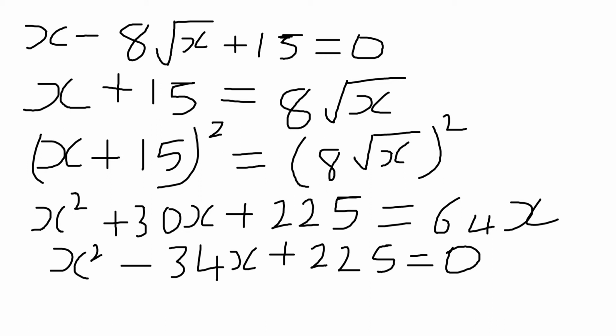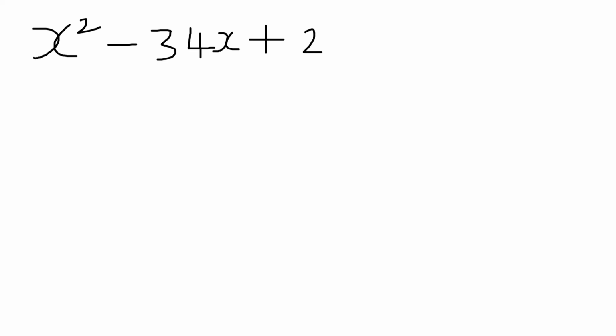So we have a quadratic equation, and that is what we have to solve. So let's write it again. We have x squared minus 34x plus 225, and this is equal to 0.